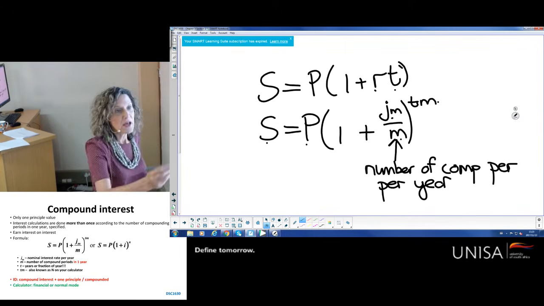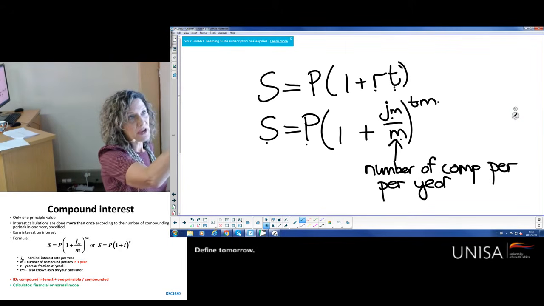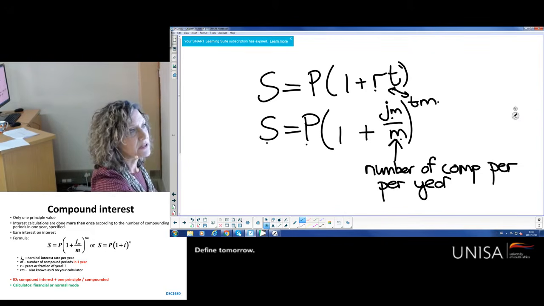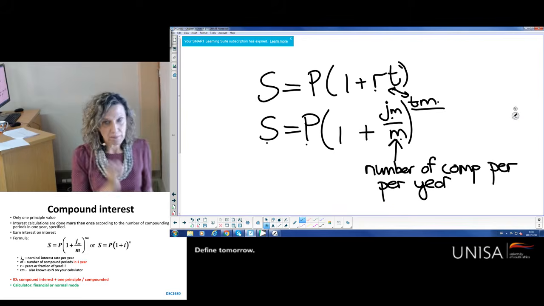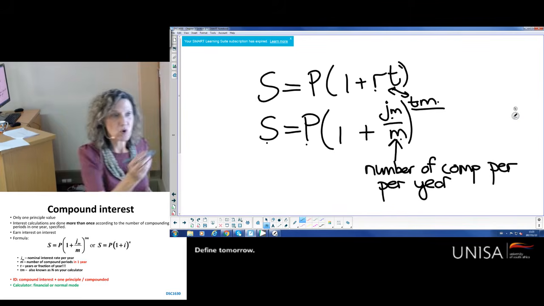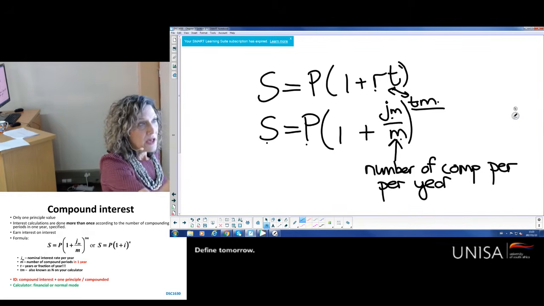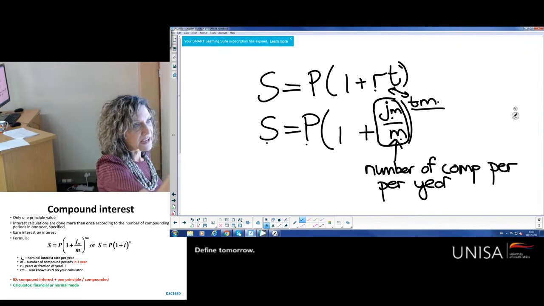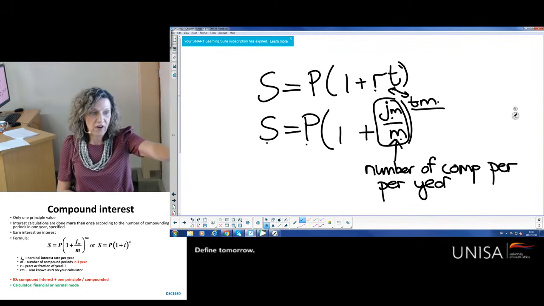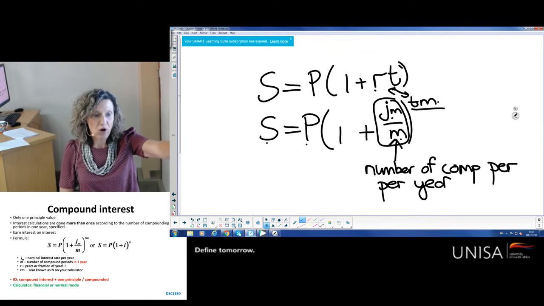Right. Now your time period changed a little bit as well. The time period is now t times m. Now what does it mean? And what is t and what is m? If you look at this, the interest, we've taken the yearly rate and we divide it by the number of compounding periods.